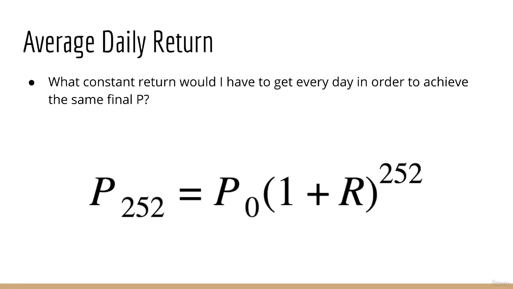Suppose we wanted to know the average daily return. That is, what return, if I got the same return daily over the year, would result in the same final value, P of 252. Well, we can calculate that by saying P252 is equal to P0 times 1 plus R to the power 252. This is the same formula from earlier, except we can combine all the 1 plus R's together, since now we want the same R.